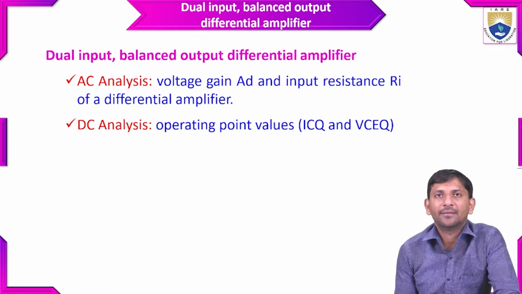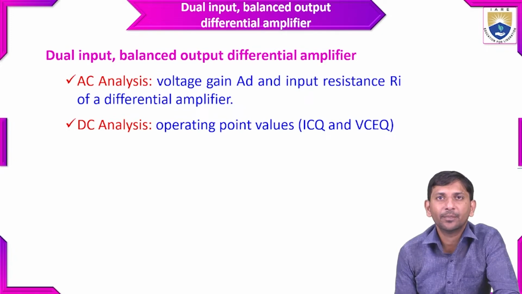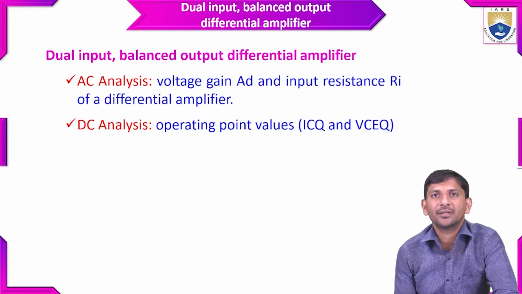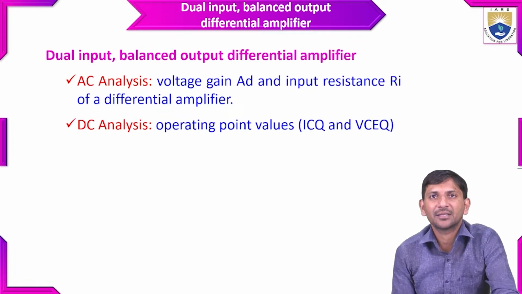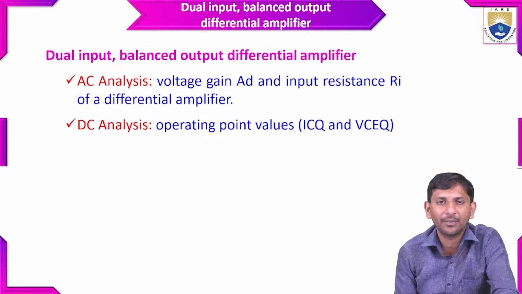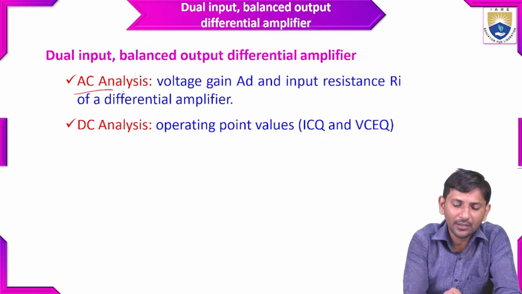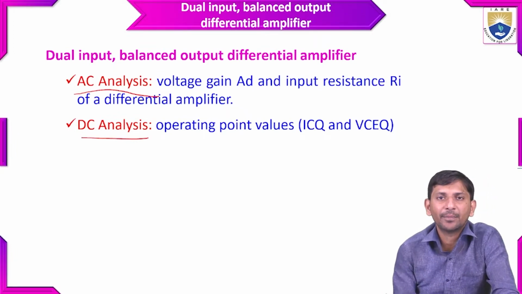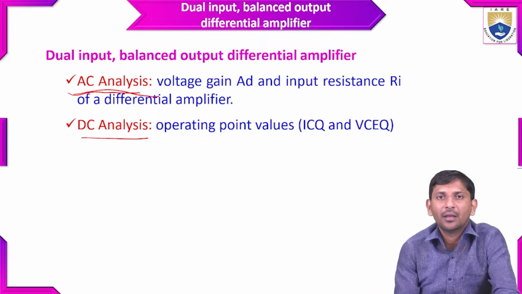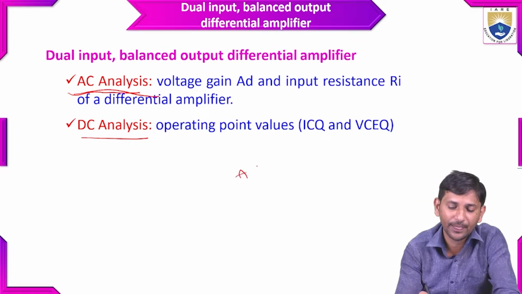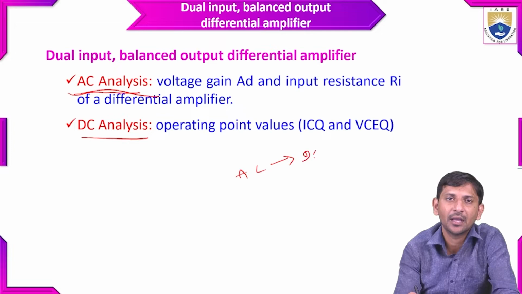the analysis part of the dual input balanced output differential amplifier. Dual input balanced output differential amplifier analysis. So what is meant by this analysis? By doing the analysis, what can we measure? In AC and DC analysis, there are two types of analysis that can be done for any electronic and electrical circuit. When you do the analysis, if you are doing AC analysis, the DC voltages or DC supply has to be made 0.